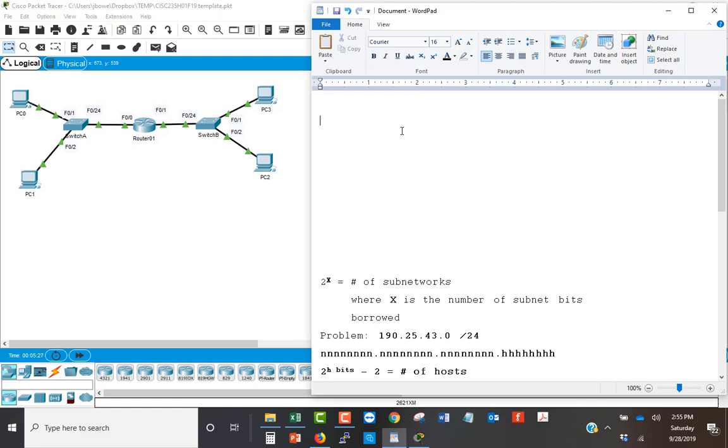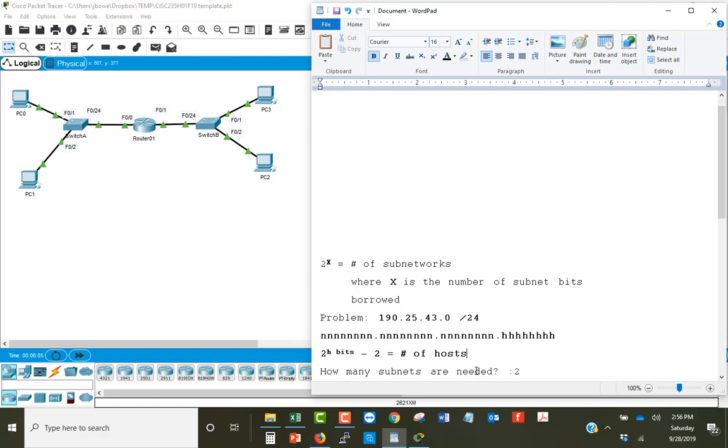By using the formula 2 to the H bits, which is different than the formula we just reviewed up here, this one tells us how many subnetworks we're going to have. This one is going to tell us how many hosts we have. And we do 2 to the host bits minus 2. So the number of host bits is 8. 2 to the 8 is 256. Minus 2 gives us 254. And so that's going to be equal to 254 there.